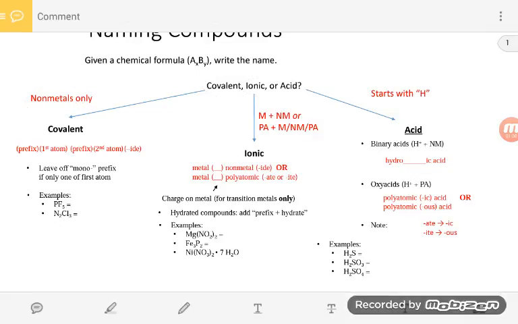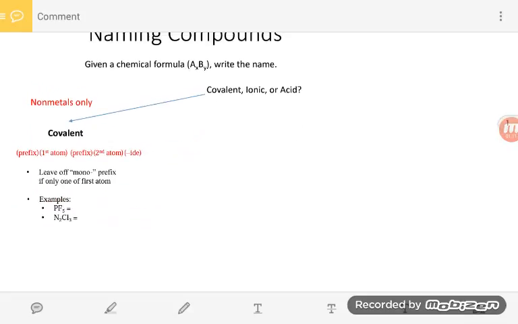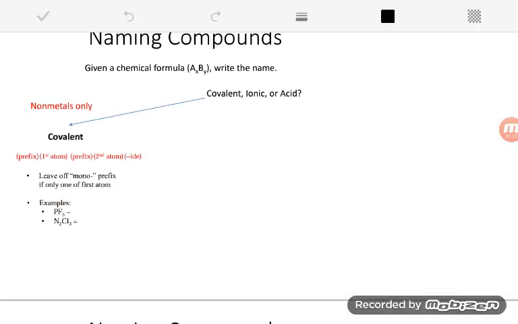So let's look at the naming system one type at a time, and we'll start with covalent because they're the easiest. Once you've established you have a covalent compound, you're going to use this general format to name it. Essentially, you're just going to name both of your atoms, but you're going to use prefixes to tell how many of that atom are in your compound. And the second element, you're going to erase its ending and replace it with IDE, ide.